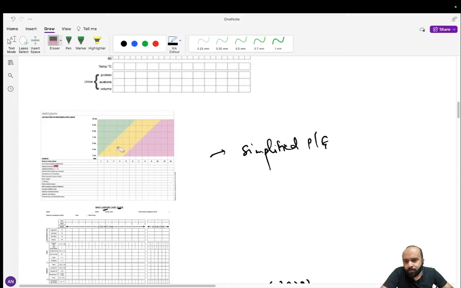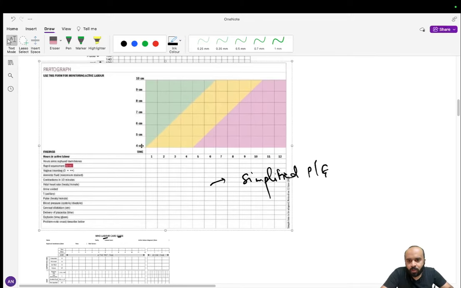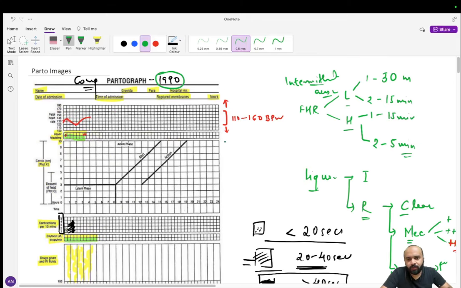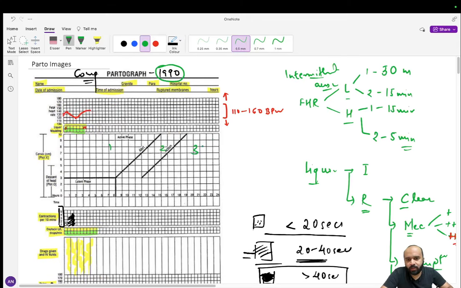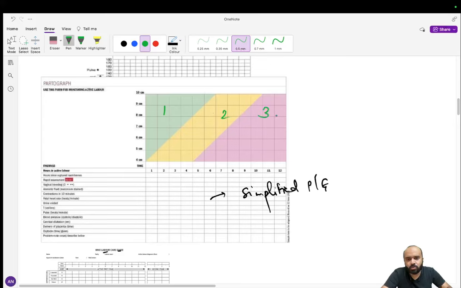The next was a simplified partograph. In this simplified partograph, I'll just enlarge it. You would see that they have eliminated most of the things, and they have just said that you start from 4 centimeters. Also, one more thing, this area before the alert zone is zone 1, this is zone 2, and this is zone 3. Even over here, this is zone 1, 2, and 3. Of course, 3 is where you need to do something, 2 is the intermediate zone, and 1 is the safe zone. So over here, they have made these three zones. The pink or the red zone is the one where you take some action, yellow is the intermediate suspicion zone, and one is the safe zone.